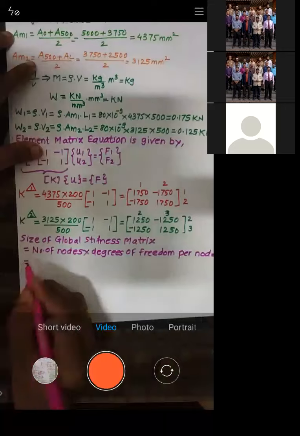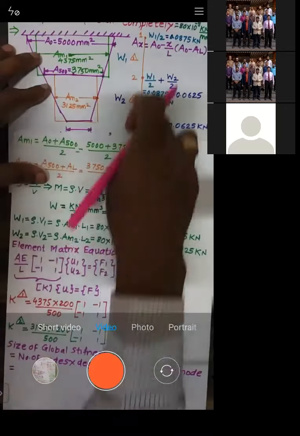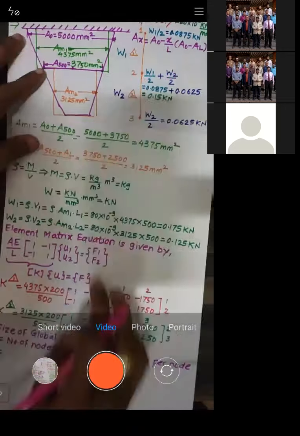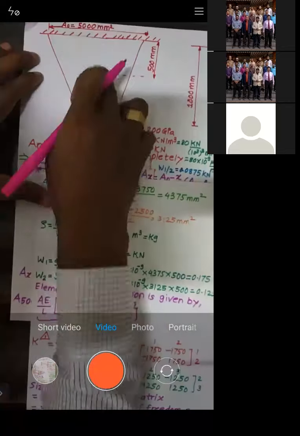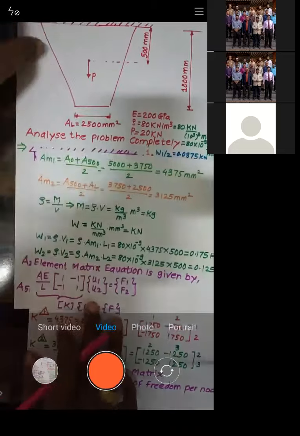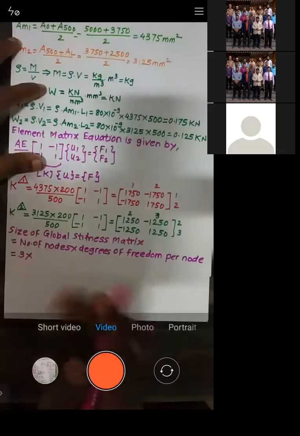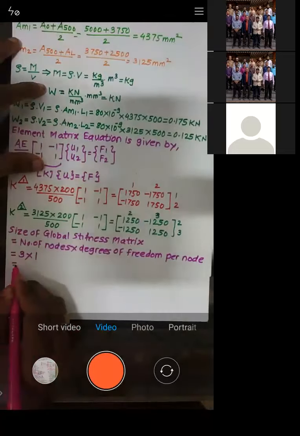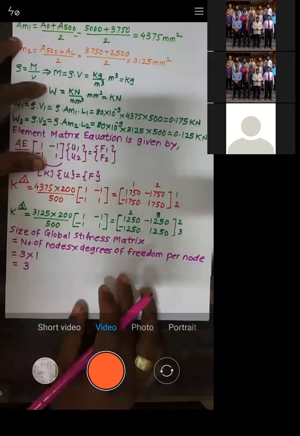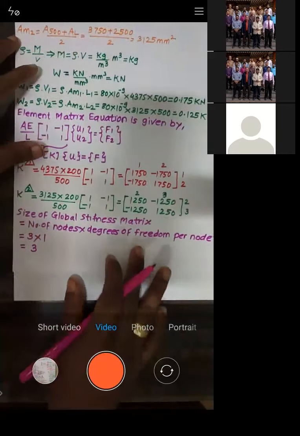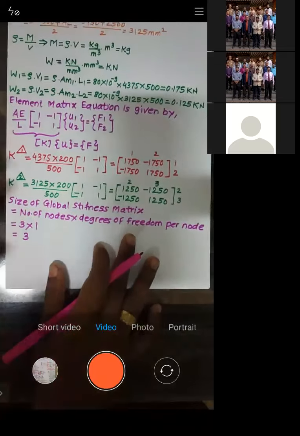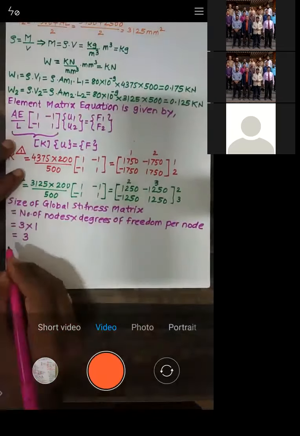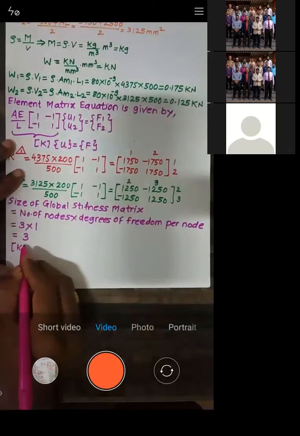You can see in the problem we have a total of 3 nodes, node number 1, 2, 3. We have applied the force in the vertical direction, that is only in a single direction, so we will have only a single degree of freedom. So 3 times 1 is 3. Our size of the global stiffness matrix will be 3 by 3, right? So I will write down this global stiffness matrix here.